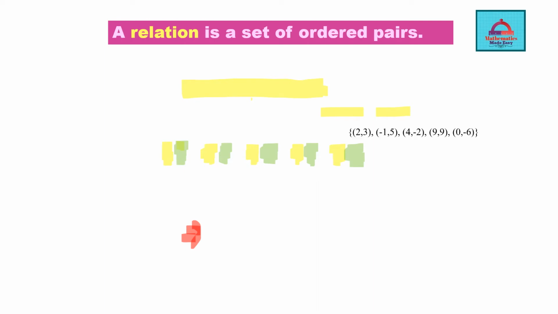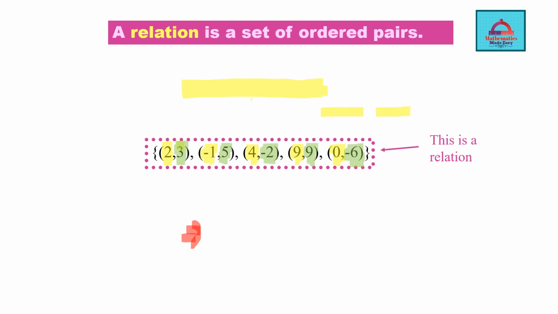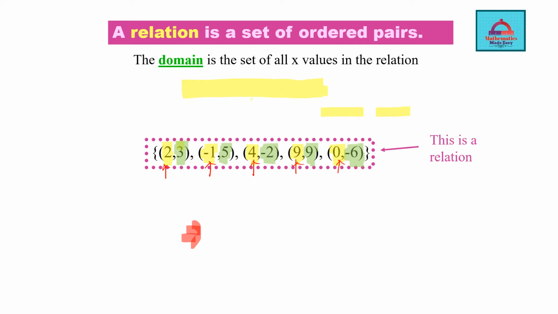So let's take an example of this relation: 2 comma 3, minus 1 comma 5, 4 comma minus 2, 9 comma 9, 0 comma minus 6. This is a relation, and if we have to find the domain and range, how are we going to do it? So the domain is the set of all the x values. So x values are highlighted here by yellow, that is 2, minus 1, 4, 9 and 0. So they all will be together in the set of domain, and these x values are written from the smallest to the largest. So we are ordering them in ascending order from small to big.